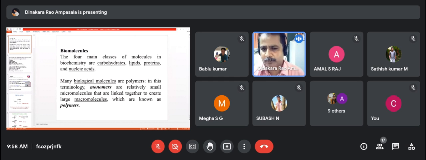different characters like carbohydrates. In carbohydrates, single-unit simple sugars join together to become a polymer, and that polymer we call a macromolecule related to carbohydrates. In the same way, lipids: different types of fatty acids join together, and we call that a macromolecule, or fats. Like that, proteins also: amino acids join together and form a polymer or macromolecule, and that we call proteins.